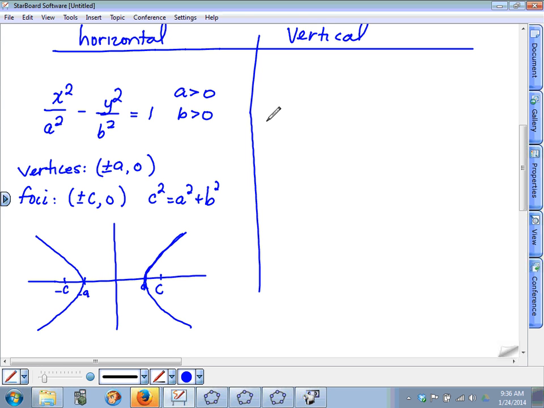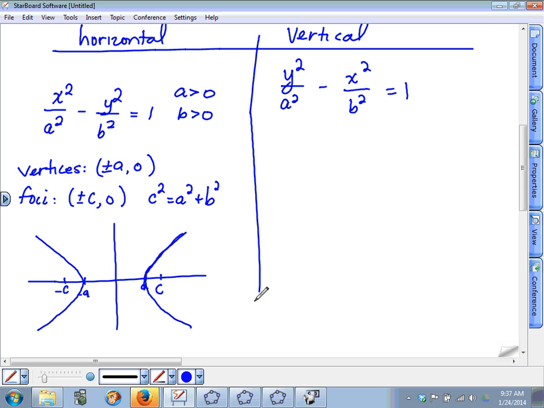Okay? Here's the equation of a hyperbola that would be considered vertical. Vertical would be coming up and coming down on either end. Okay? Vertical is y squared over a squared minus x squared over b squared equals 1. You guys have got to come up with a way to try to keep these straight. How can you recognize a vertical hyperbola compared to a horizontal hyperbola?